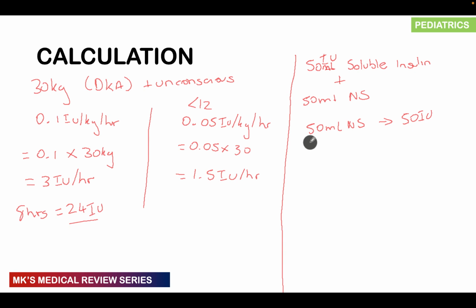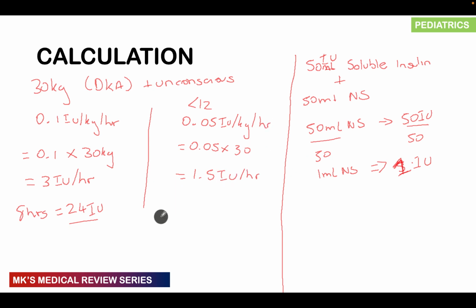So in essence, if we divide both sides by 50, the concentration of the solution that you have created is: 1 mil of normal saline is going to give you 1, because 50 divided by 50 is 1 international unit of insulin. But you need 3 international units per hour. It means that in about 1 hour, you just need to give 3 mils. How are you going to give that 3 mils in 1 hour? It's a bit of a challenge.